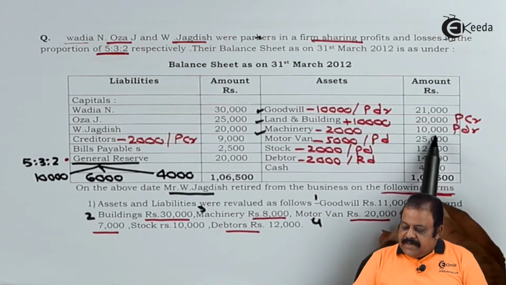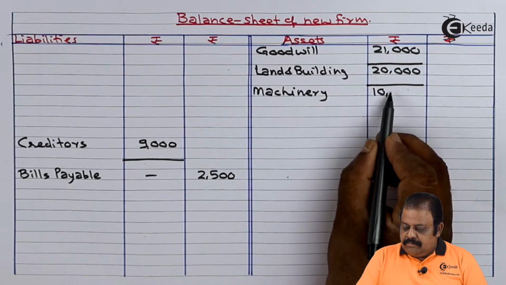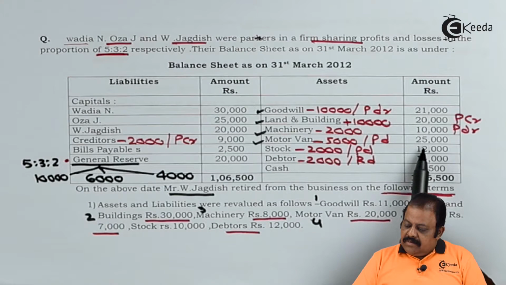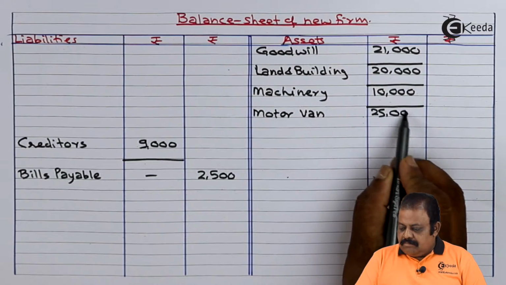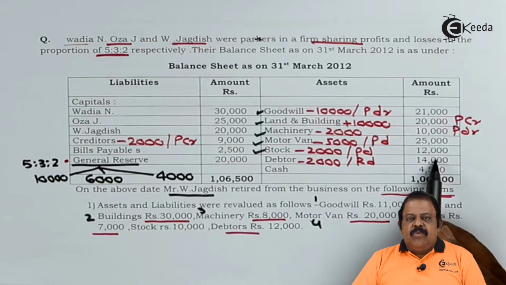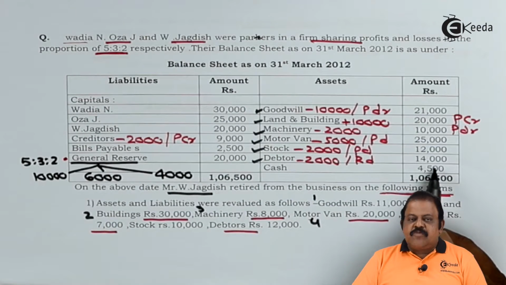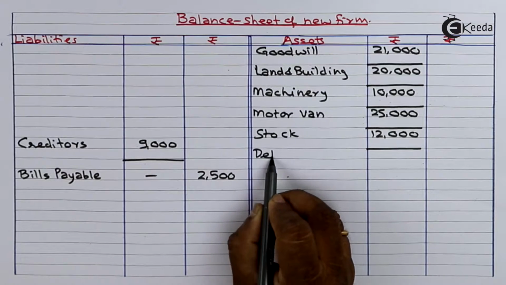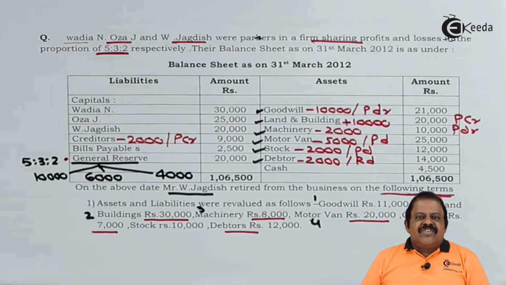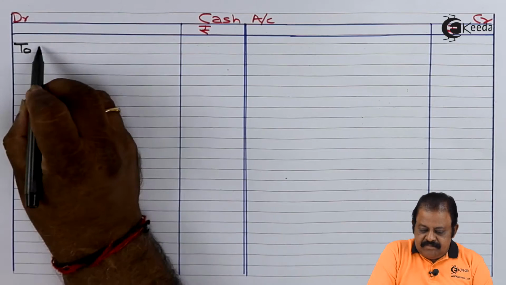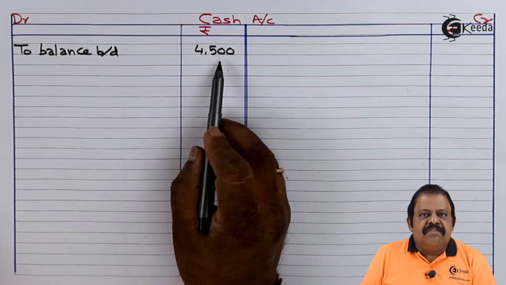Next we have machinery 10,000. There is adjustment on machinery. Motor van, there is an adjustment, book value is 25,000. Stock, there is an adjustment, book value 12,000. Debtors, there is adjustment, book value 14,000. Cash 4,500. This will be recorded in cash account on debit side as opening balance. Cash account debit side to balance brought down 4,500.